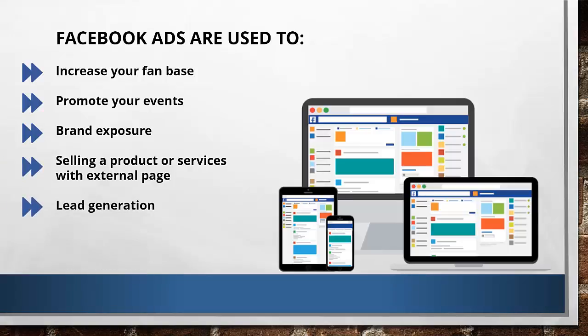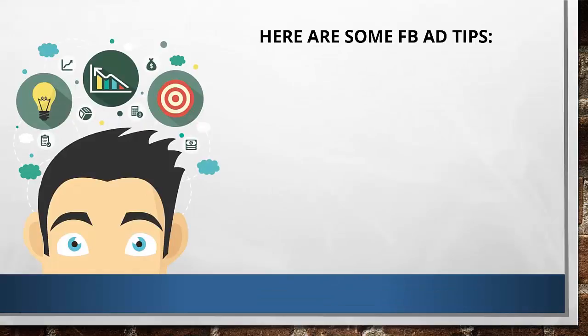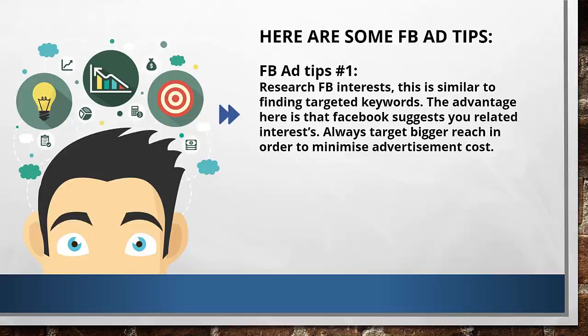Now, here are some Facebook advertisement tips. These are some generic tips which apply for any kind of Facebook advertisements. Tip number 1. Research Facebook interest. This is very important. Once you create an ad, Facebook helps you to research interest areas of your target market. This is similar to finding targeted keywords, but the advantage here is that Facebook suggests related interests.